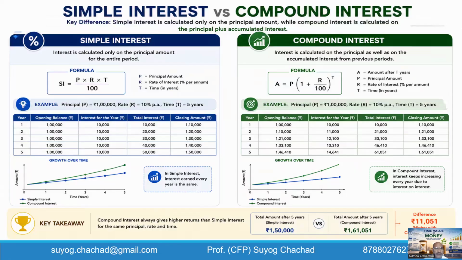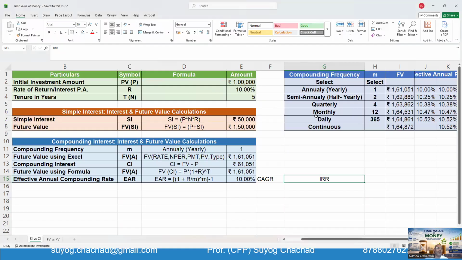Okay, let's understand the basic concept of simple interest and compound interest before going to the time value of money, because simple interest and compound interest are the foundation for TVM. We have already learned in school days how simple interest and compound interest are calculated. For that I'm taking one hypothetical example. Your initial investment is 1 lakh rupees, the rate of interest applicable is 10% per annum and the tenure is 5 years. That means you have invested 1 lakh rupees for 5 years at 10% rate of interest.